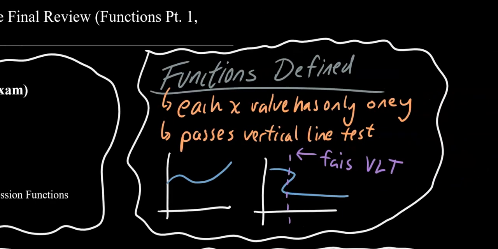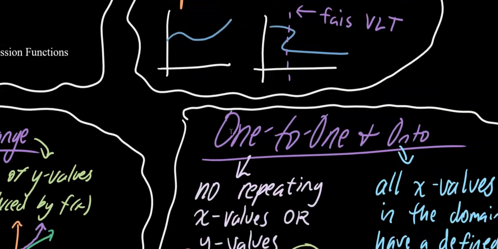Functions should pass the vertical line test, meaning if you had a vertical line going through every single x value of the function, left to right, the function should only hit the line once for a given x value. Now in this second example right here, we see that a vertical line is hitting the equation twice at a given x value, so it is not a function. A function should only have one y value for each x value.